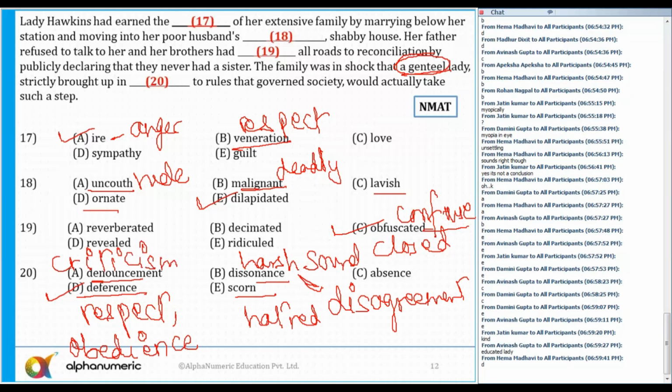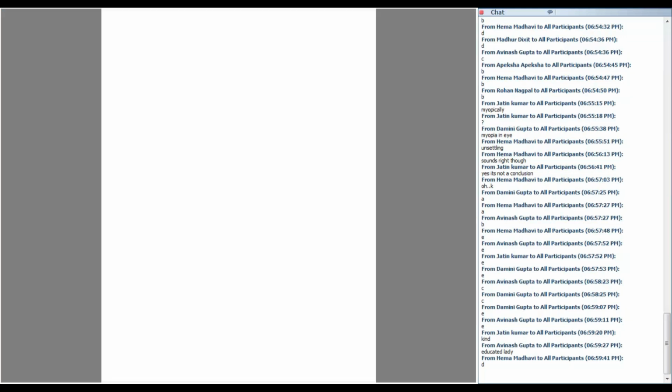So let us discuss a few things. I just wanted to discuss a few things. Remember this word, obfuscate. Obfuscate actually means to confuse, to confuse so as to stop you in your tracks, right? You are confused in such a way that you cannot move. So it is kind of a situation where you don't know what to do. So it becomes closed.